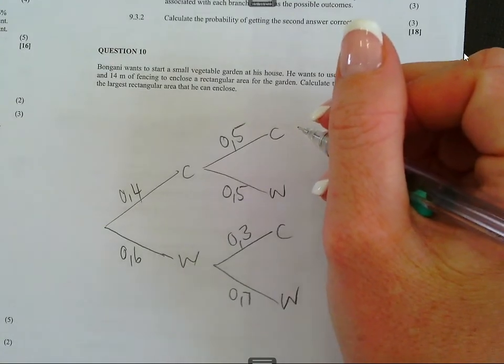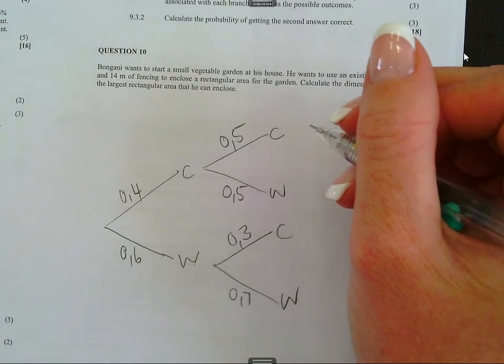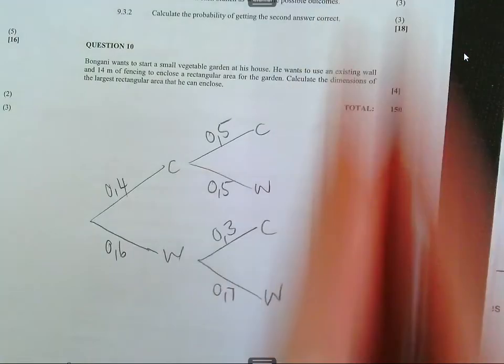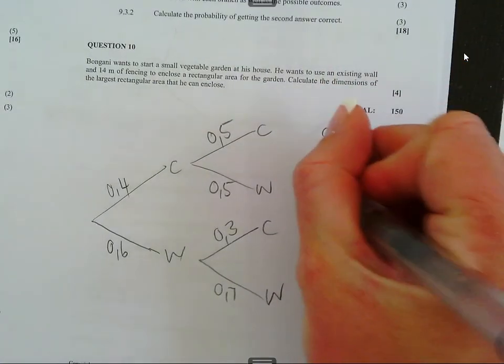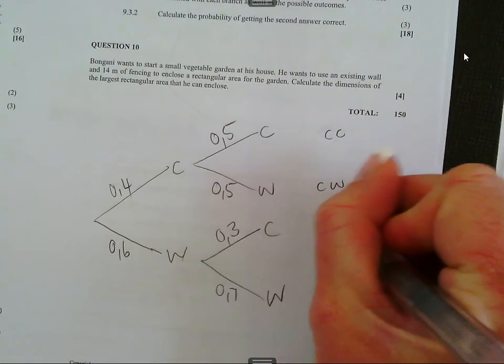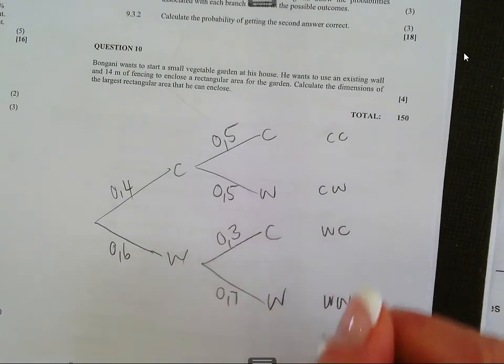Remember, when you draw a tree diagram for a test, you must just write the outcomes at the end. So you don't have to write the percentages or the probability. Just write CC, CW, WC, WW. You have to write the outcomes.